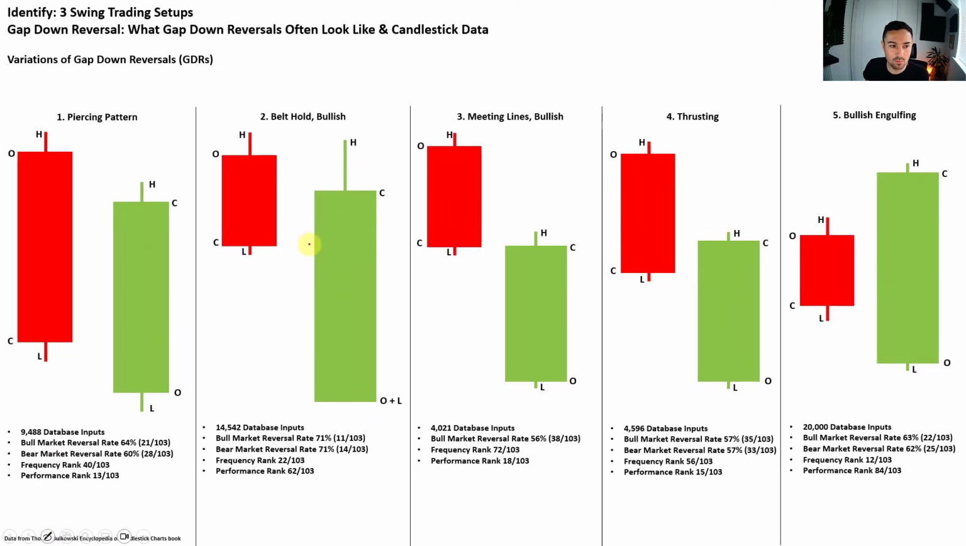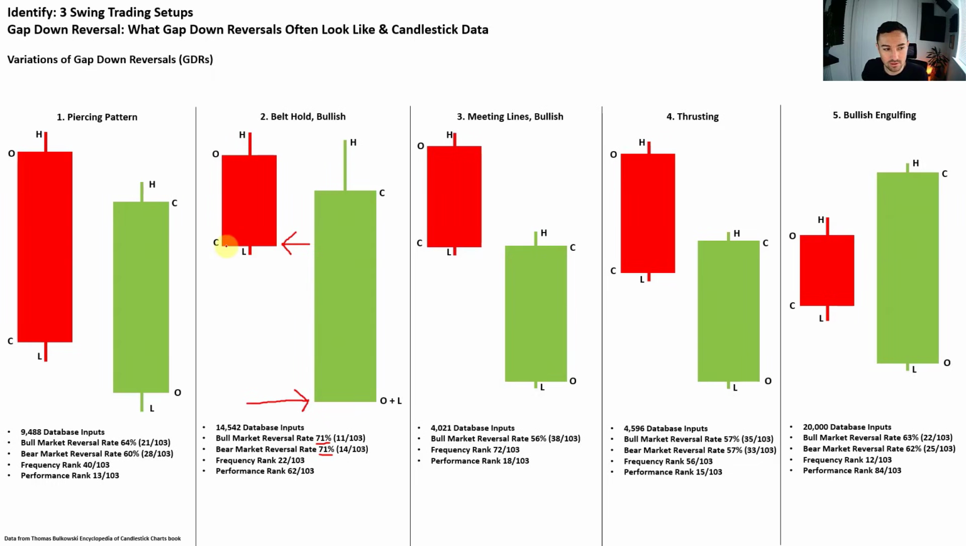So if you think about a belt hold bullish, the last closing price is here on the daily chart, and price gaps down here and opens here. Now, the thing with a belt hold bullish is the reversal rate is very high. Bull market and bear market reversal rates are 71% from about 14,500 database inputs in Thomas Bulkowski's Encyclopedia of Candlestick books, where he tested 4.7 million different Japanese candlestick combinations.